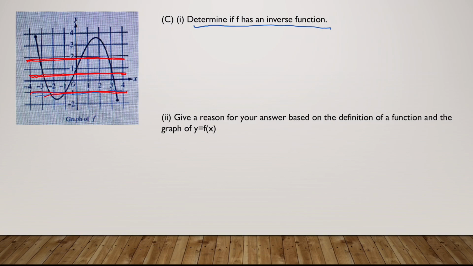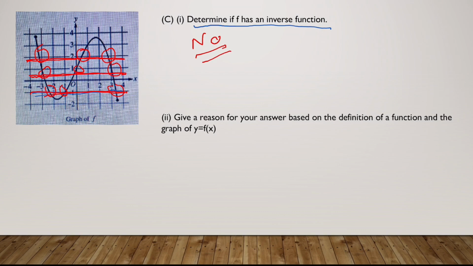If any horizontal line intersects the graph at more than 1 point, it intersects at 2 points here, 2 points here, 3 points here, in fact. So 3 points here as well. So if your horizontal line at any point intersects more than 1 point in a function, then it is not invertible. Here you can clearly see most of the horizontal lines pass through 2 to 3 points. So you'll clearly state that no, it does not have an inverse function.